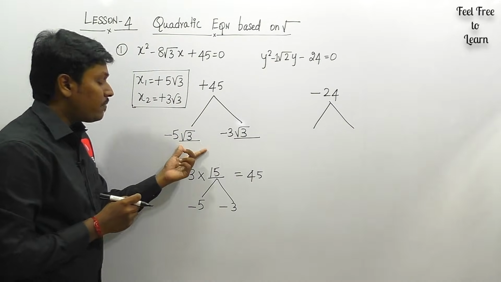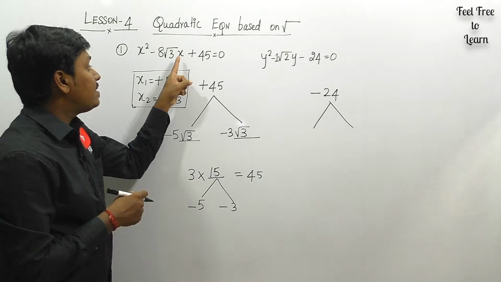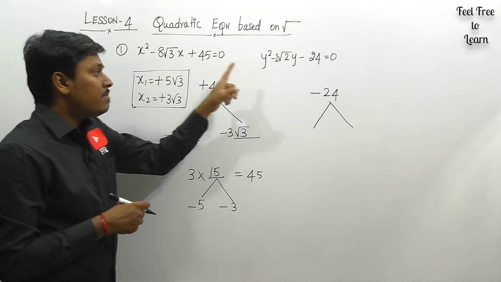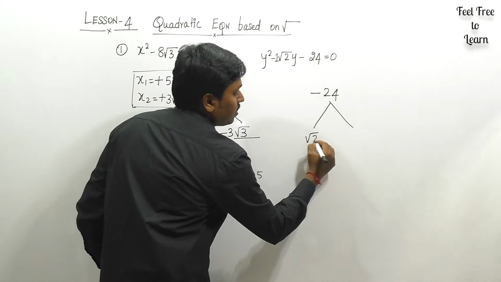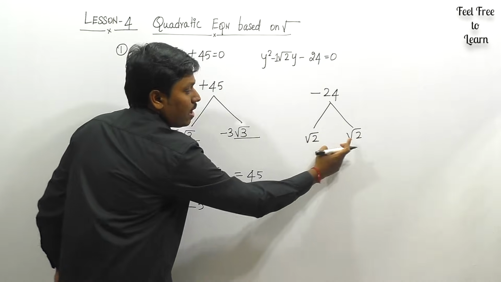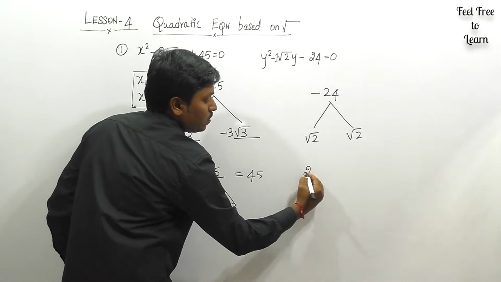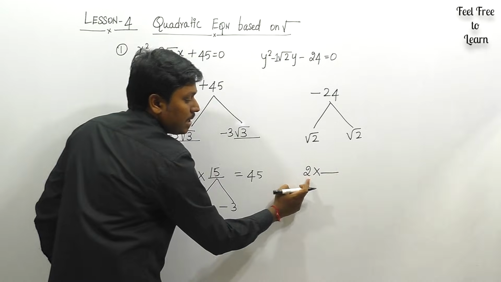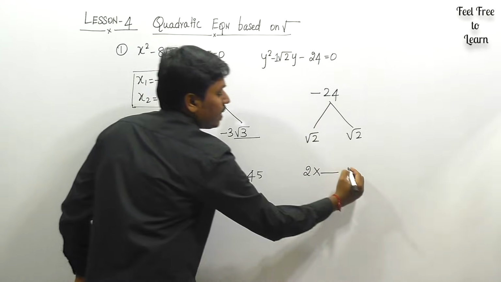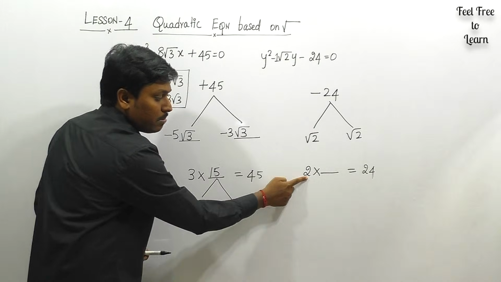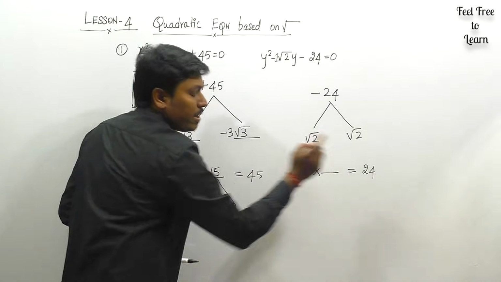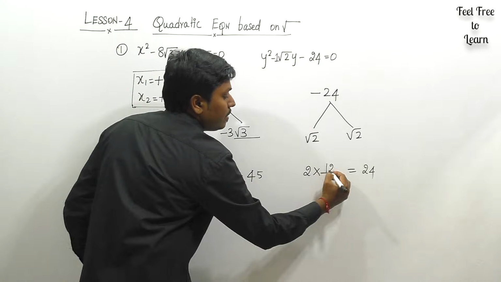So friends, similarly, we placed root 3 only by seeing the coefficient of x, and similarly here the coefficient of y will be root 2. So first of all place root 2 here and root 2. Root 2 into root 2 will be 2. So the number that we are going to multiply with 2, the resultant should be 24. So we can say that 12 into 2 will be 24.